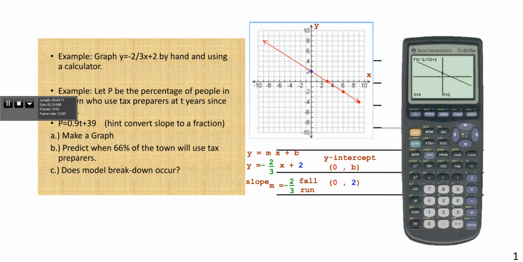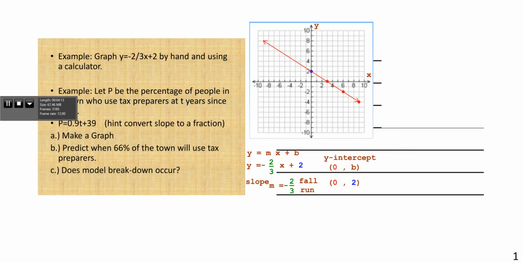Okay, so now let's try for the next portion. So continuing on. Okay, so it says to use the equation P equals, for our example, let P be the percentage of people in town who use tax preparers a 2 years since. And then we have a date.